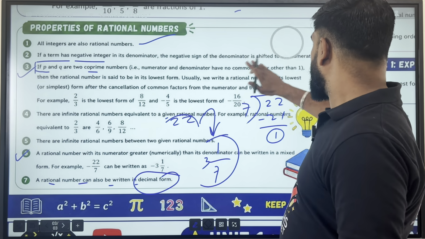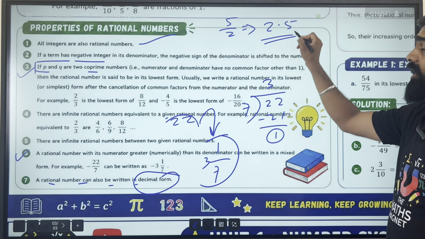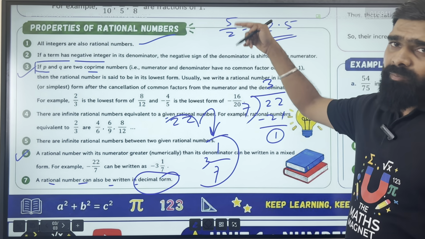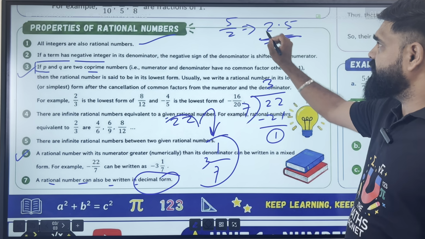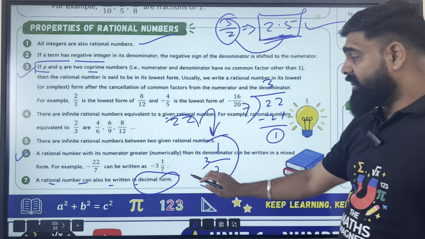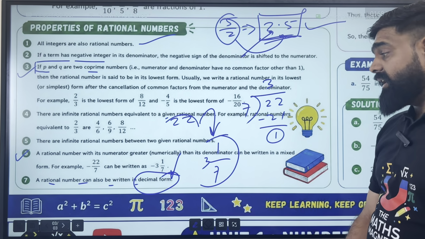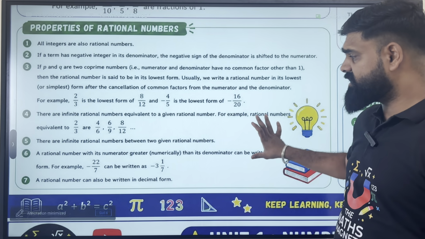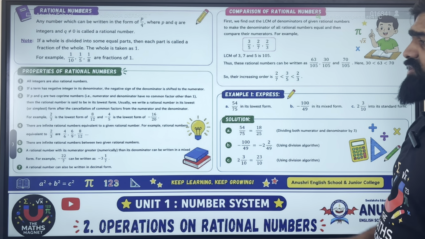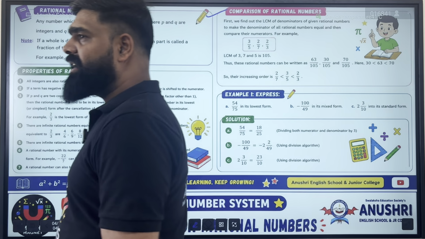We can write 5 by 2 as 2.5. When we divide 5 by 2, we will have 2.5. So we can write this fraction in decimal form, or we can write the rational number in the decimal form. These are the important properties of the rational number. Let us understand more about rational numbers. Next topic is comparison of the rational numbers.